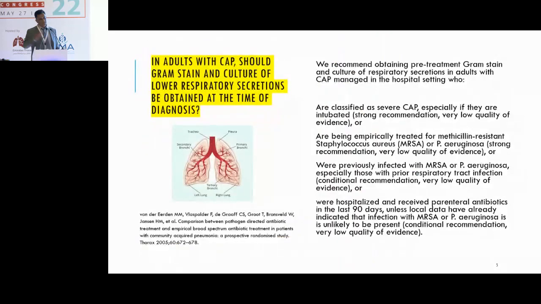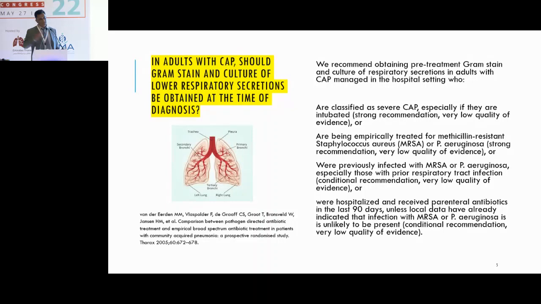With this background, I just want to examine different questions raised during preparation of the IDSA guidelines. In adult community pneumonia, should gram stain and culture be obtained in every patient? No. It is not recommended to get gram stain culture in every patient because the yield is so low. And even if there is a yield, 25% were viral, and only 8% to 9% can get a bacterial culture.